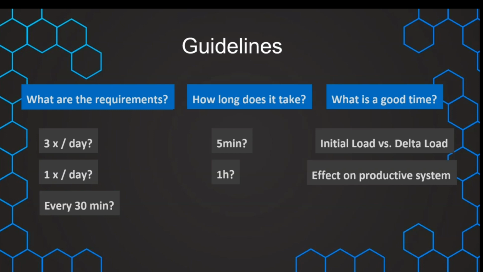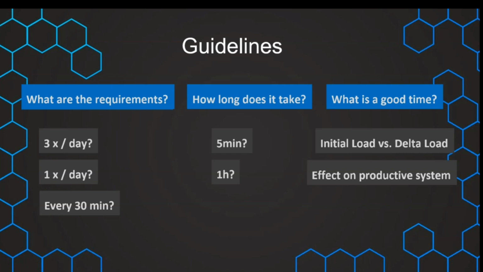So that's why we need to consider this effect on the productive systems, and we can figure out the effect by, for example, just testing some quick data extractions and then determining together with the relevant people that are responsible for those source systems how strong the effect is. And this is something we have to just discuss with the relevant people.